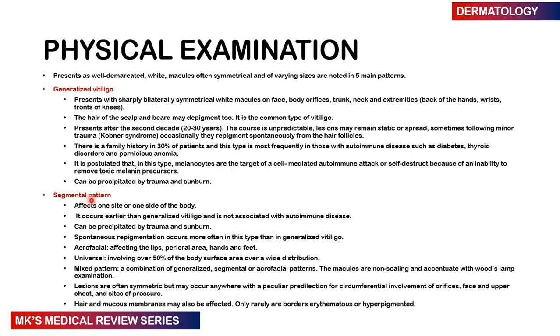Then you also have a segmental pattern, which is going to be affecting one side of the body or one single site. This one tends to occur much earlier than generalized vitiligo and is not associated with any autoimmune disease. It can be precipitated by trauma or sunburn, and usually there is spontaneous repigmentation that's going to be occurring more often in this type of vitiligo as opposed to generalized vitiligo. You may sometimes have an acrofacial type of vitiligo, which is a third type. This is generally going to be affecting the lips, the perioral areas, as well as the hands and the feet.